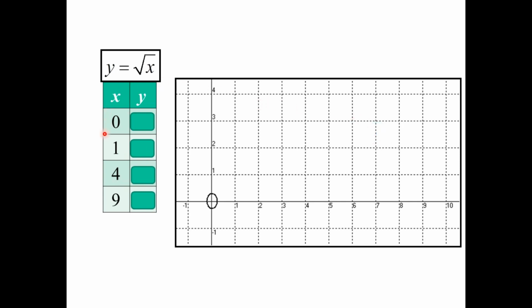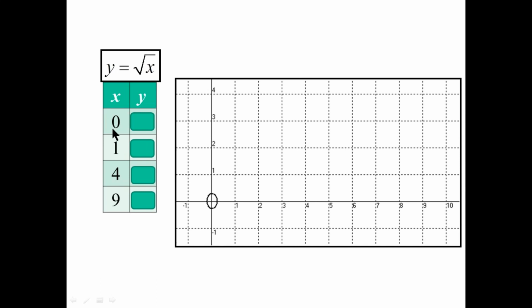Now, I could choose anything for x on my table of values to graph this, but I chose numbers that I know the square root of. Of course, I couldn't choose a negative number because we can't take the square root of negative numbers. So these have to be non-negative numbers, and they have to be numbers that I know the square root of. So I just picked 0, 1, 4, and 9, because I know the square root of 4 is 2, for example. So y equals square root x.